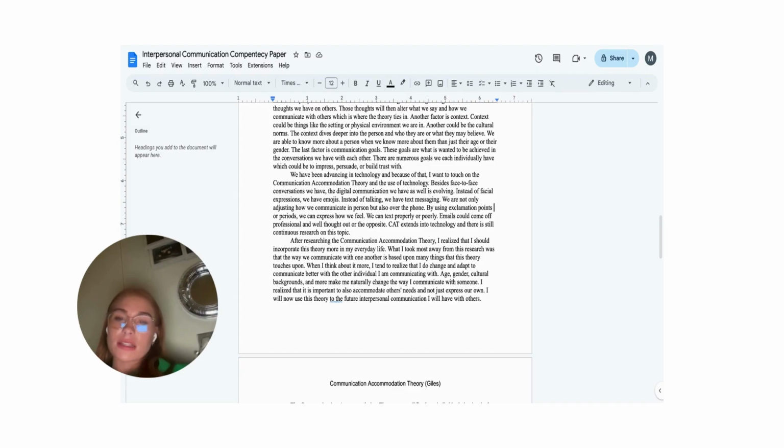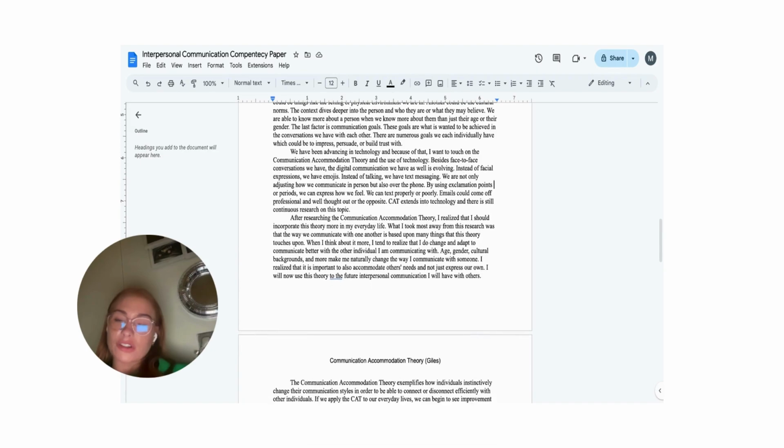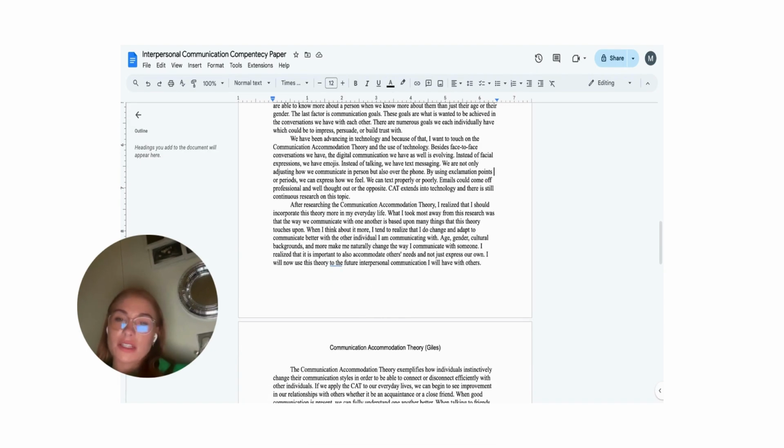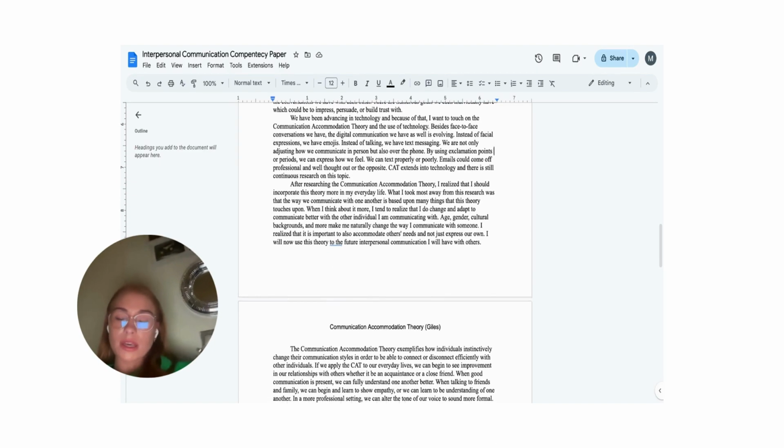Another factor is context. Context could be things like the setting or physical environment we are in. Another could be the cultural norms. The context dives deeper into the person and who they are or what they may believe. We are able to know more about a person when we know more about them than just their age or their gender. The last factor is communication goals. These goals are what is wanted to be achieved in the conversations we have with each other. There are numerous goals we each individually have, which could be to impress, persuade, or build trust with someone.